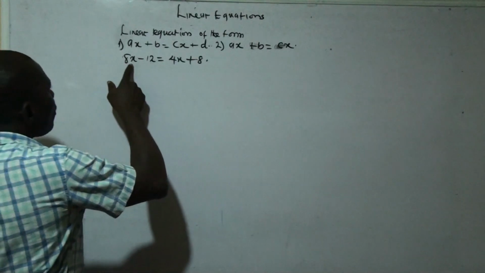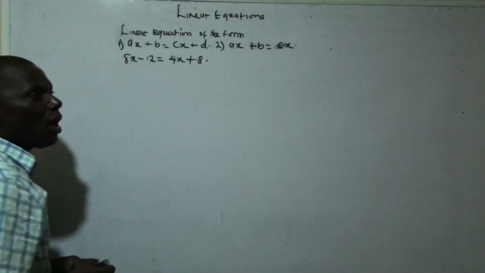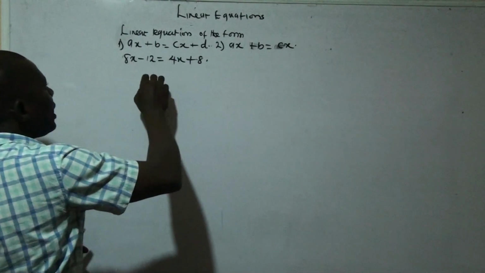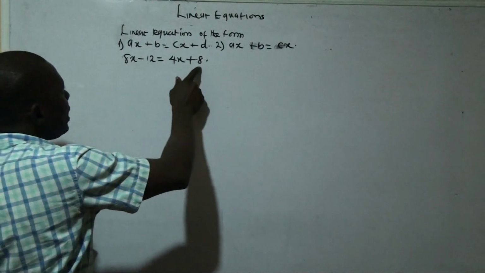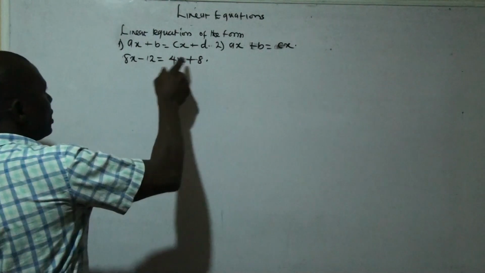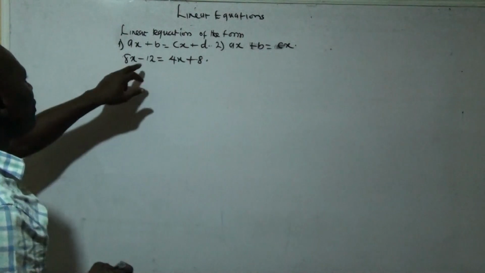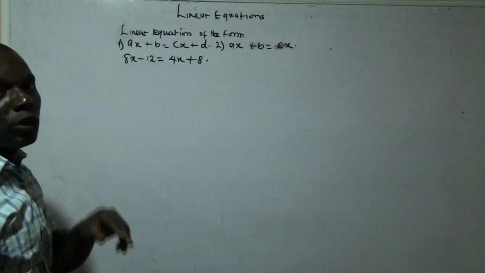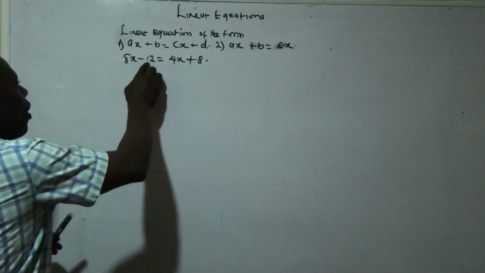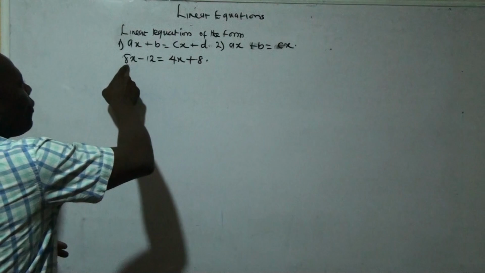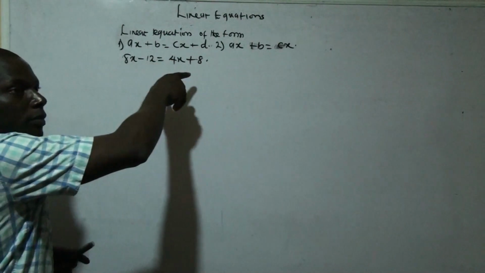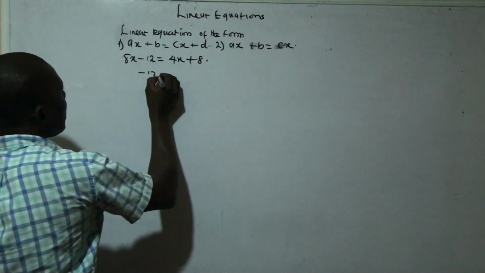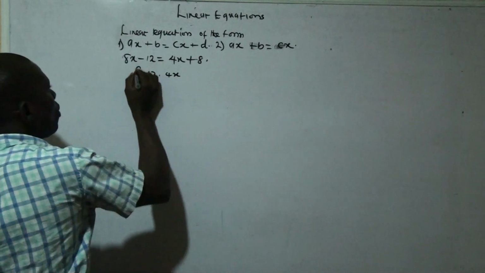Here we see 8x, and we have 4x here. We look at the smaller one among them. 4x is smaller, and between minus 12 and plus 8, minus 12 is smaller. So we're going to find the additive inverse of this minus 12 and 4x and add it to both sides. That's the first thing you do: identify the smaller of the constant terms and of the terms containing the unknown. So here the two terms are minus 12 and 4x.